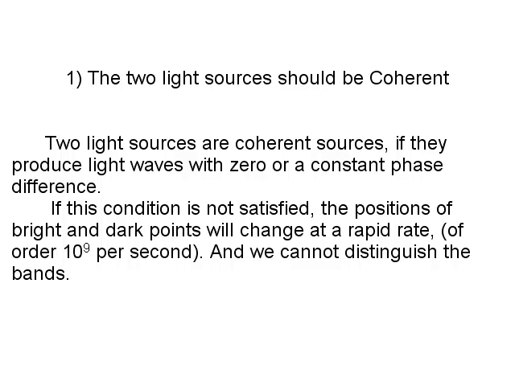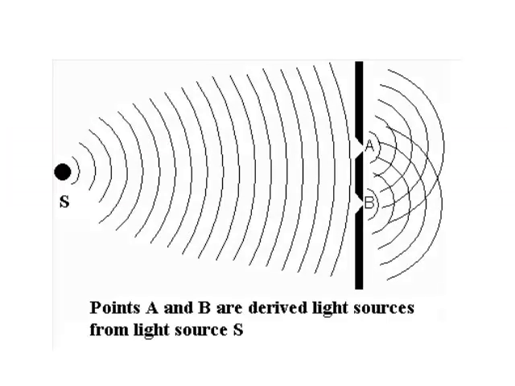Two light sources are said to be coherent if they produce light waves with zero phase shift or a constant phase difference. If this condition is not satisfied, the position of bright and dark points will change at a rapid rate of order of 10 raised to 9 per second, and we cannot distinguish the bands. Practically, it is impossible to obtain coherent sources from two separate sources.